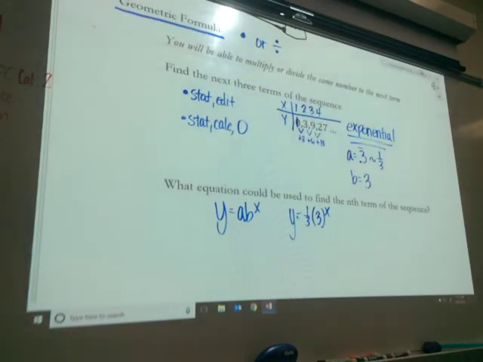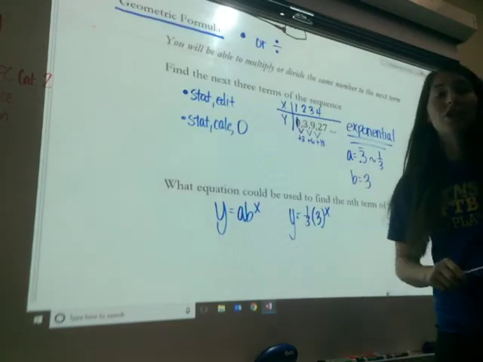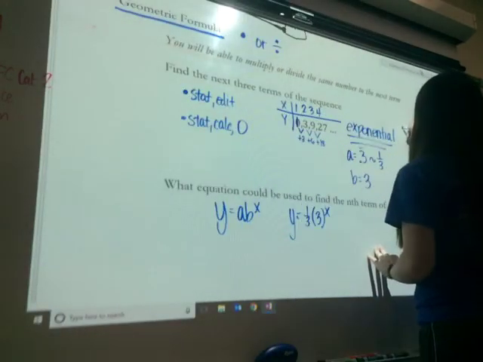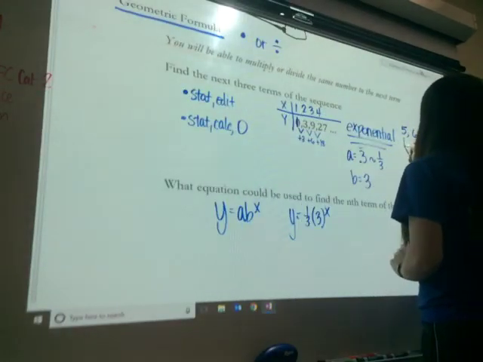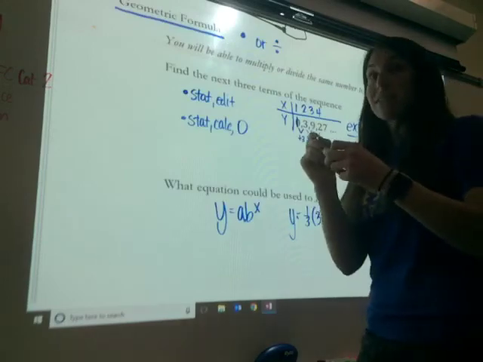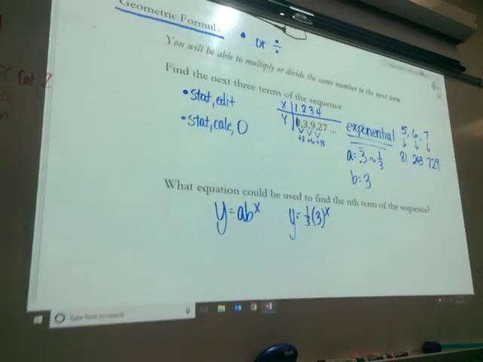So here's my question. It says find the next 3 terms of the sequence. Where are you going to go to do that? Your Y equals screen. You're going to type in your equation, and then look at your table. So you would find 5, 6, and 7. Who are their partners? Who's 5's partner? 81. Then what? 243. Then what? 729. Notice how this keeps growing really quickly? That's why it's called an exponential. We okay with that? Okay, let's go to the next.